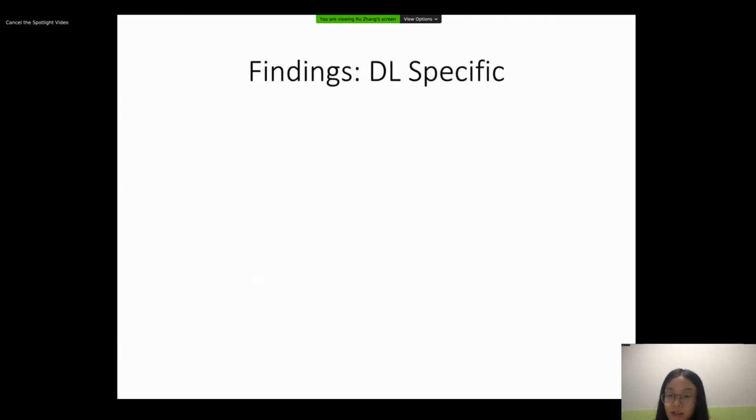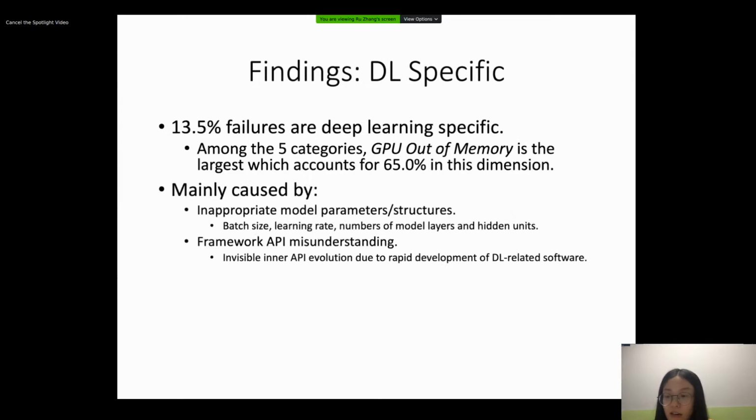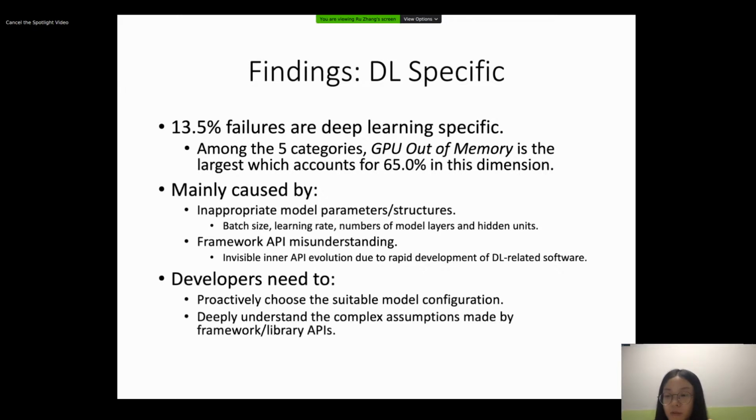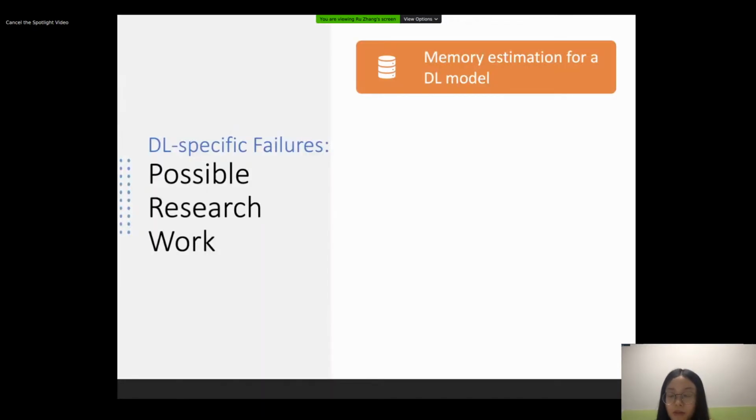Here we summarize the findings. 13.5% of the total failures are deep learning specific. They are mainly caused by inappropriate model parameters, structures, and framework API misunderstanding. The developers need to proactively choose the suitable model configuration and deeply understand the complex assumptions made by framework library APIs. Based on our findings, we further suggest the following possible research topics.